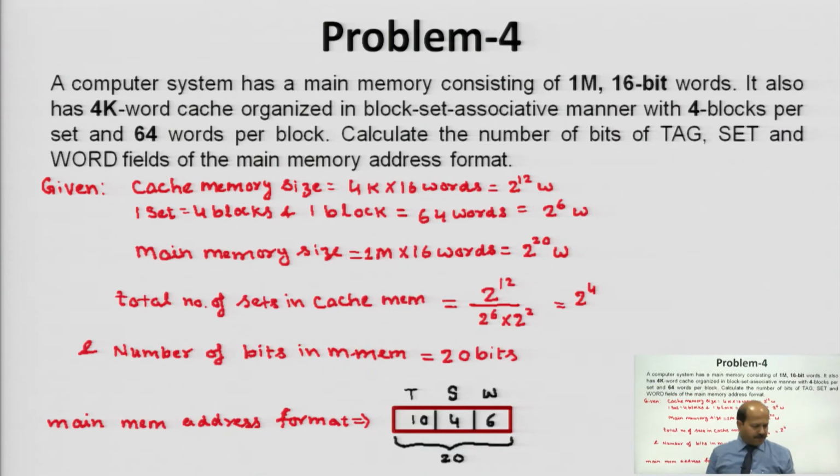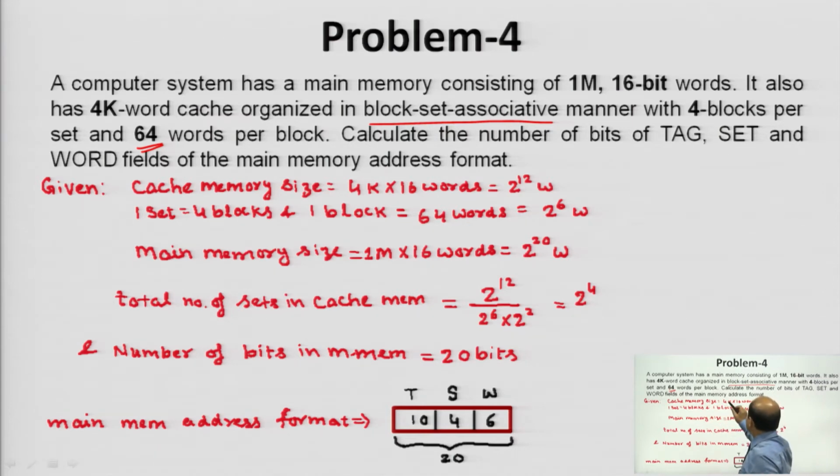Now, in the next problem, a computer system has a main memory consisting of 1 mega 16 bit words. It also has a 4K word cache organized in block set associative form. This is again a problem of set associative memory, and 4 blocks per set and 64 words per block are given. So, everything is given in the problem. We have to map only, and we have to solve this problem systematically.